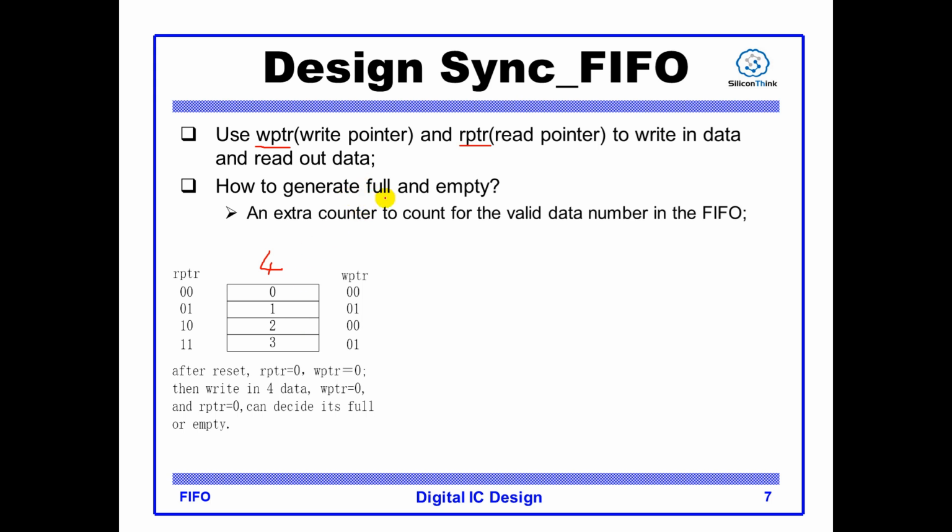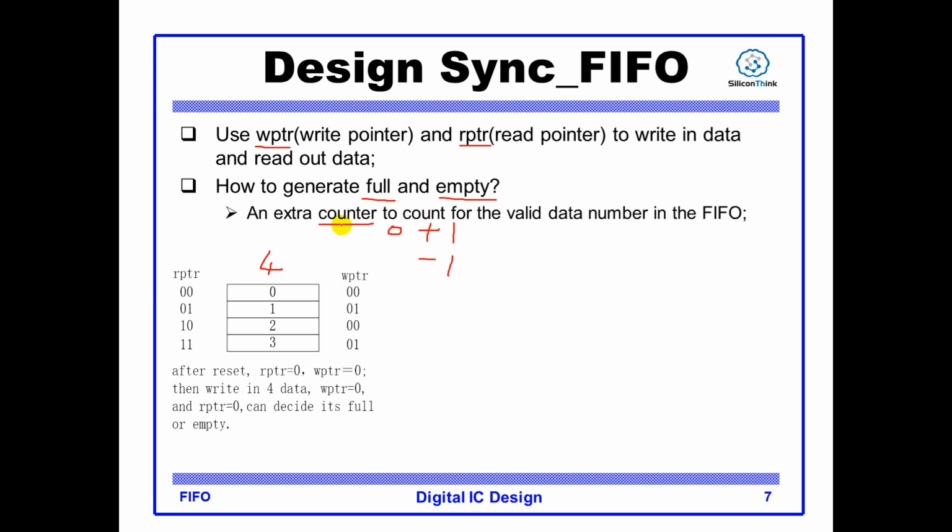And then how to generate the full and empty signal. Yes, one method is to use an extra counter to count the valid data number in the FIFO. For example, after reset, the counter is set to 0. Then, when data is pushed in, it will be increased by 1. If data is popped out, it will be decreased by 1. And if both push and pop happen in the same cycle, it will keep the same.